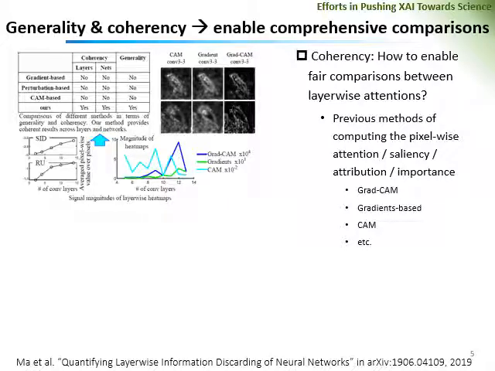When we quantify the representation power of a neural network, a good metric is usually supposed to enable fine comparisons between different neural networks, or sometimes we need to enable the fine comparison between different layers of the neural network. But previous metrics such as the gradient-based or the perturbation-based metrics usually cannot enable such fine comparisons between different layers of neural networks or between different DNNs.